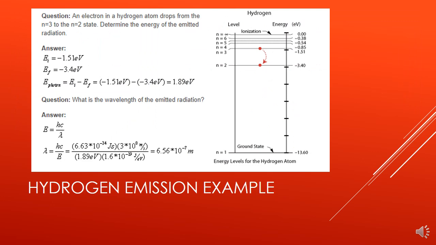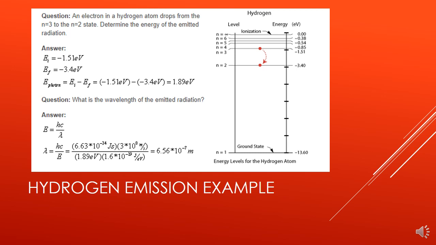So let's look at another example. This example is going to ask us wavelength. So it uses the other formula for energy of a photon. An electron in a hydrogen atom drops from the N3 to N2 state. Determine the energy of the emitted radiation. So I'm going to look at how much energy there is at N3 and how much energy there is at N2 and subtract the two. Subtracting those values, I get 1.89 electron volts.